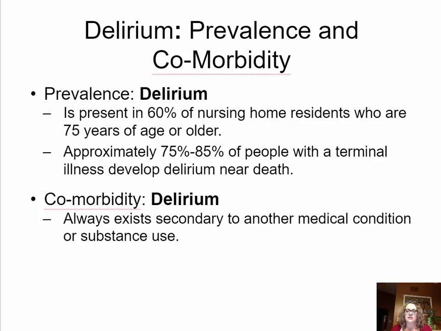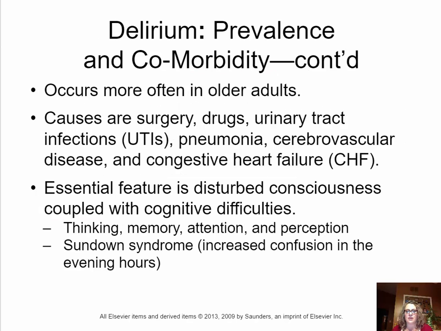As far as prevalence, delirium is present in 60% of nursing home residents who are aged 65 years of age or older, and present in approximately 75 to 85% of patients with a terminal illness nearing death. And again, as far as comorbidity, delirium is always secondary to some other medical condition or substance use. Delirium occurs more commonly in older adults. Some causes are surgery, drugs, urinary tract infections, pneumonia, cerebrovascular disease, congestive heart failure, and some other acute illnesses.